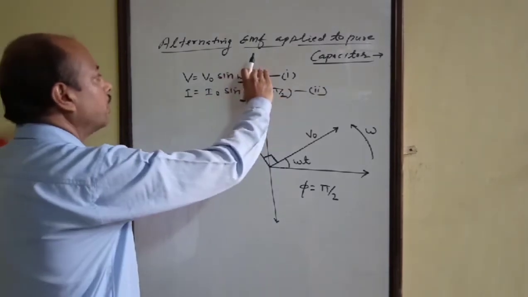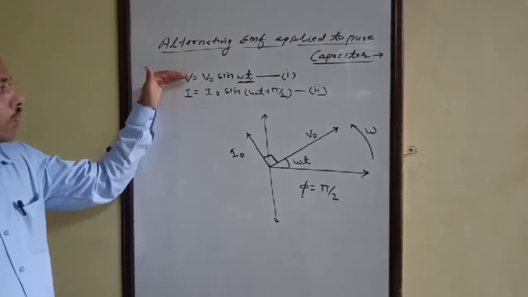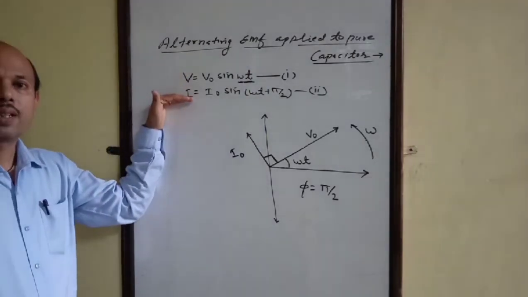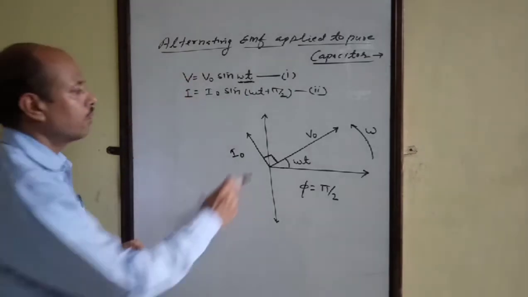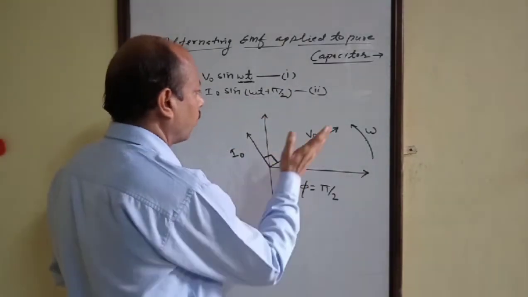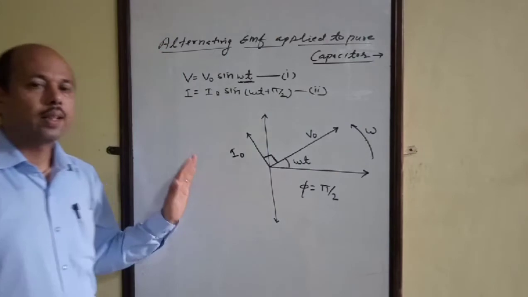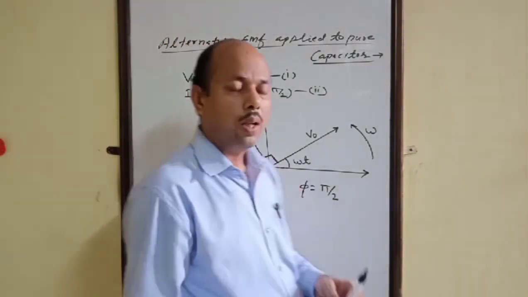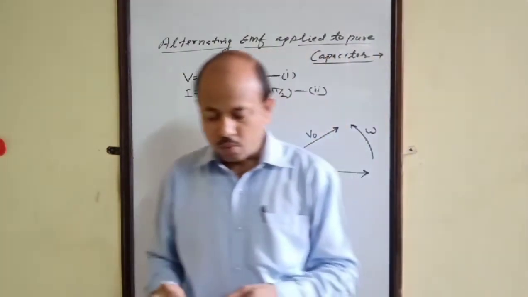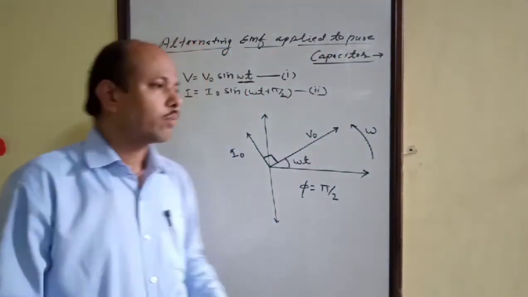It means both these phasors or both these functions vary differently. So this is the phasor diagram for voltage and current in the case of a capacitor. So this is what we have about the behavior of a capacitor for alternating current.